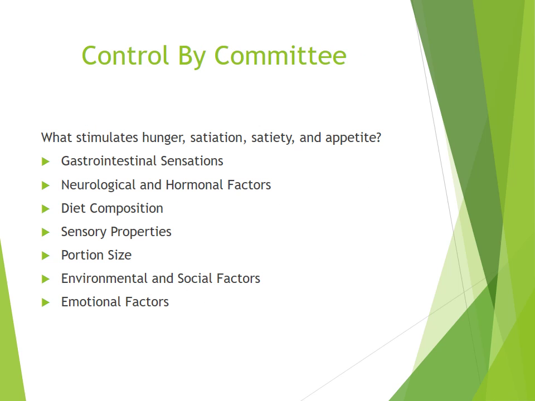Sites throughout the body monitor energy status and send reports to the brain, which can stimulate feelings of hunger, satiation, and satiety. Gastrointestinal sensations are basically when food fills your stomach and small intestine. They stretch and trigger signals to the brain. Your sense of fullness suppresses your urge to eat. Neurological and hormonal factors, hormones, hormone-like factors, and some drugs influence eating behavior through their direct or indirect effects on the brain. NPY, known as neuropeptide Y, is a hormone-like factor in the brain that's a powerful appetite stimulator.